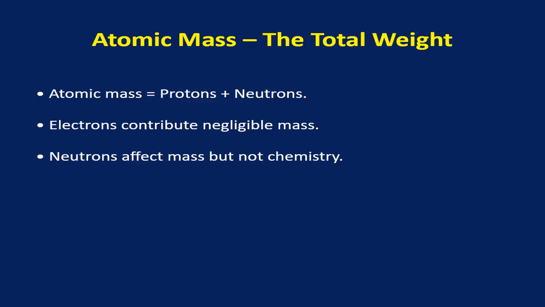Atomic mass, the total weight. While protons give the identity, the atomic mass or weight is the total weight of the nucleus. Since electrons are almost weightless, we only count the protons plus the neutrons. Neutrons don't have a charge, so they don't change how the atom behaves chemically. But they do change how much the atom weighs.